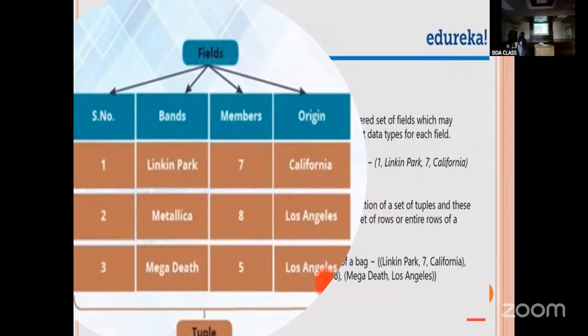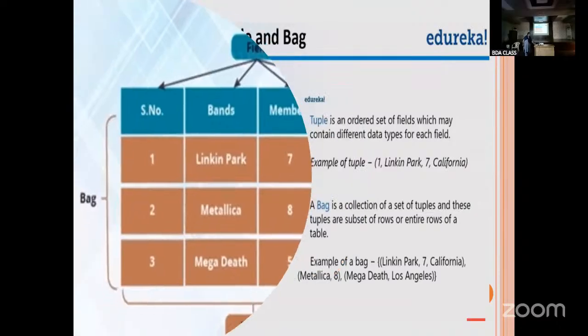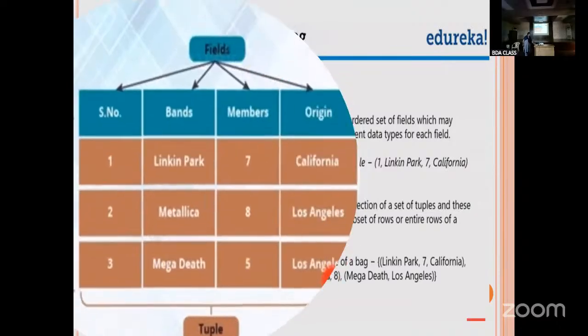And bag means nothing but these details. Columns are called as tuples and rows are called as bags. Please separate them. Tuple and a bag.